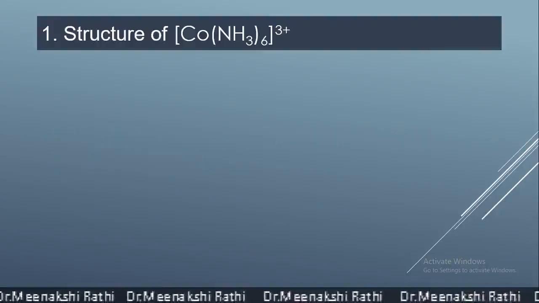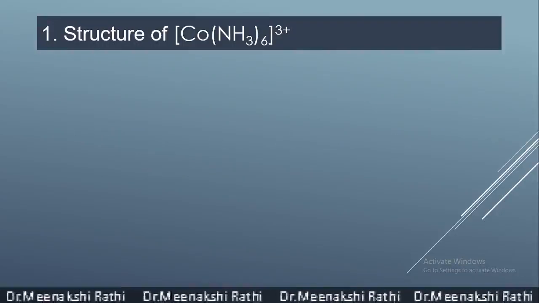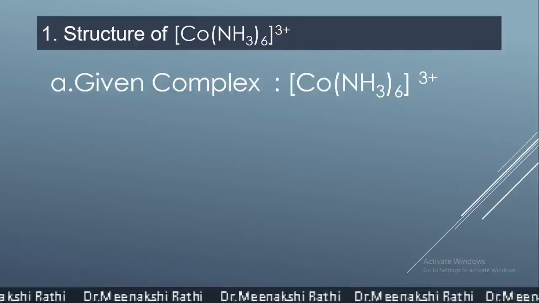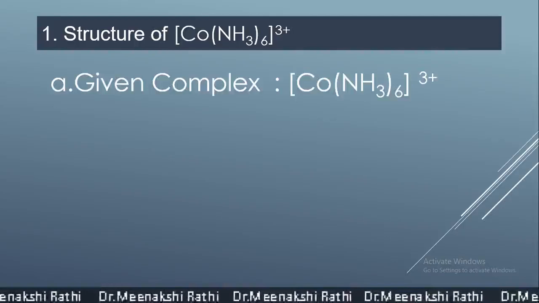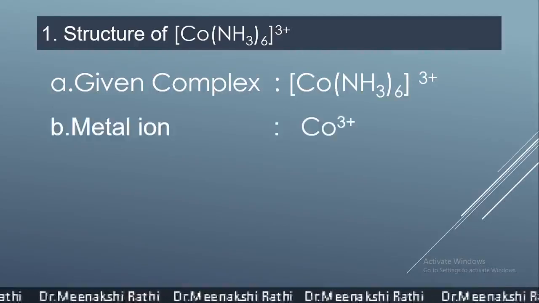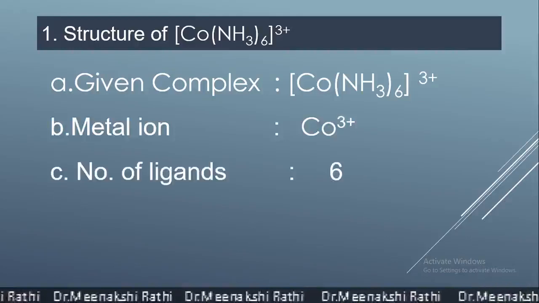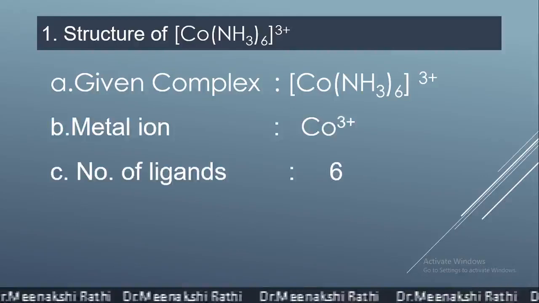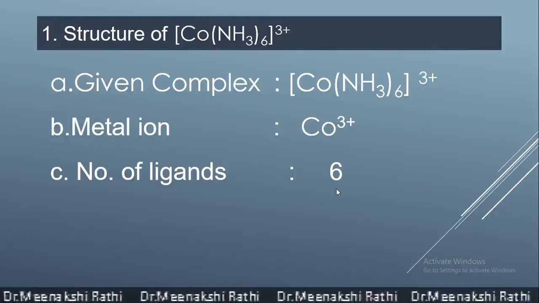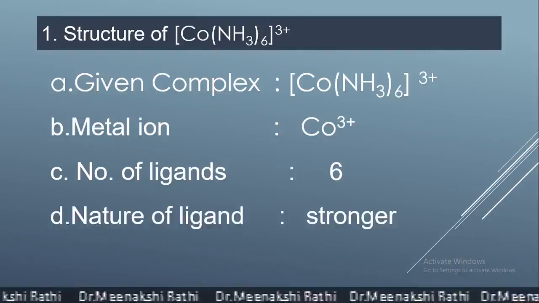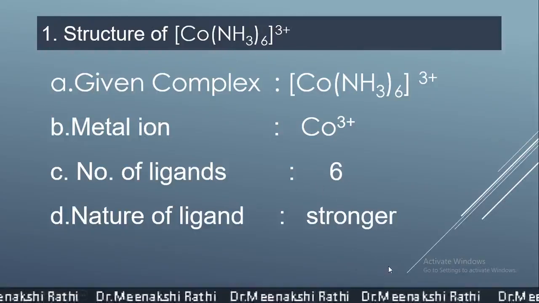First, we will consider the example of hexaamine cobalt. So, let's begin with what the given complex is here: hexaamine cobalt. The metal ion is Co3+. Number of ligands: here 6 amine groups are attached to the central metal ion. So, there are 6 ligands, and as for the nature of the ligand, the amino group is a stronger ligand.